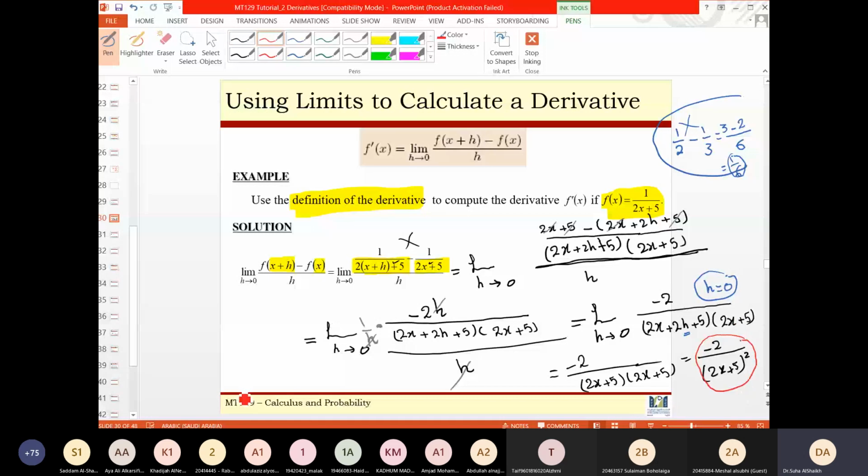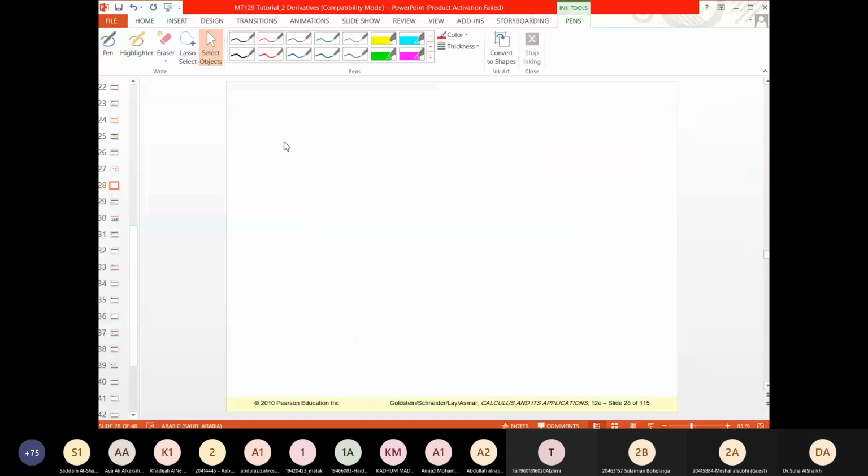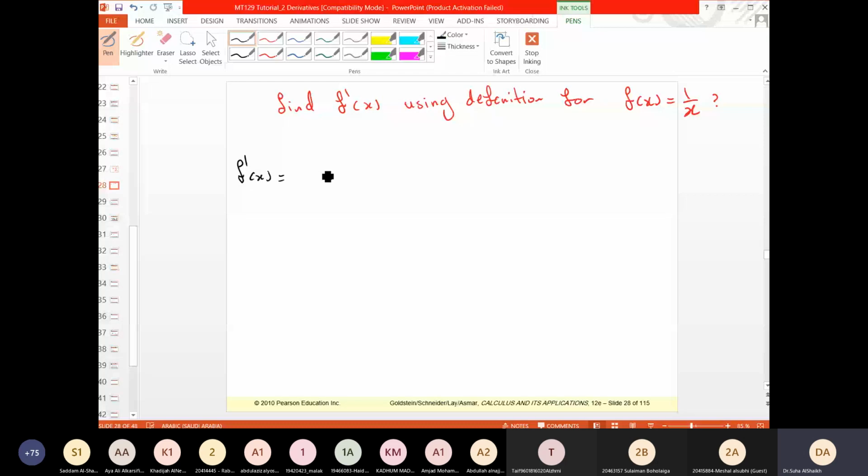I'm going to show you one more example. Find me f dash x using the definition for f of x equal 1 over x. According to the rule, f dash x equals the limit when h goes to 0, f at x plus h minus f at x, all over h.